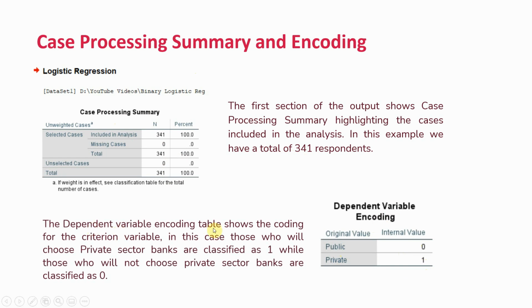The dependent variable encoding table shows the coding of the criterion variable, the dichotomous variable. In this case, those who will choose private sector banks are classified as 1, while those who will not choose private sector banks, or rather choose public sector banks, are classified as 0. So in this case, the preferred choice is 1. We want to see what are the factors that would affect the choice of private sector banks.